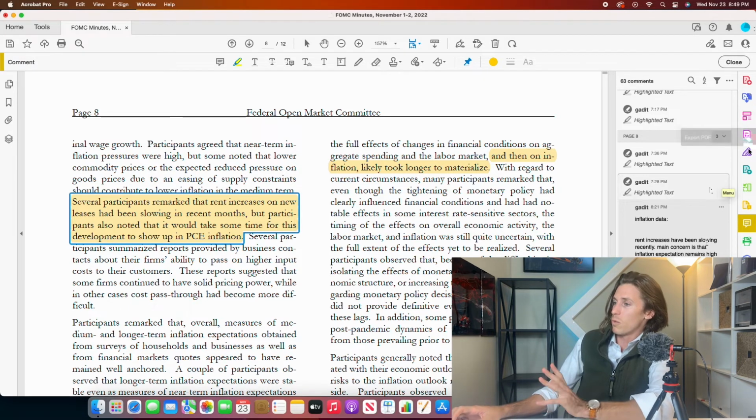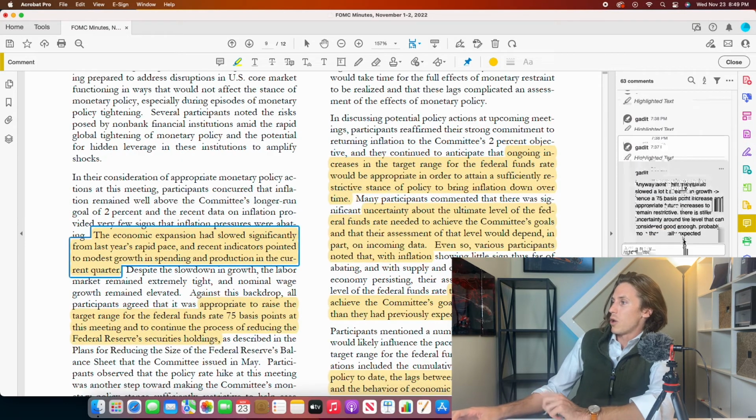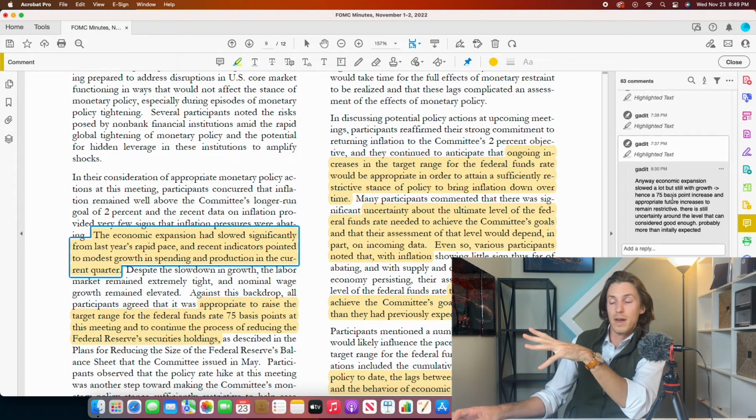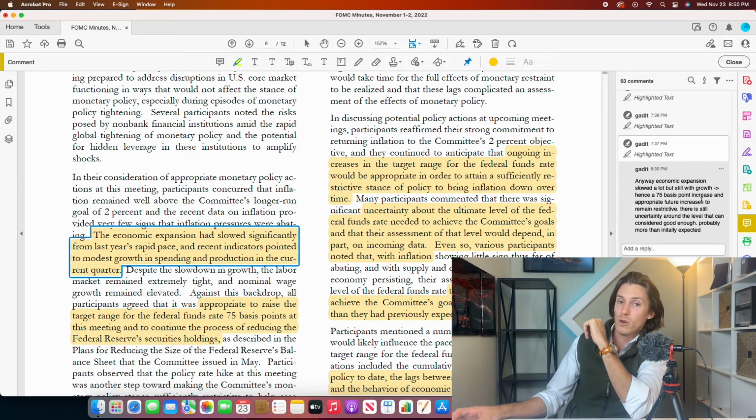Anyway, we're close towards the end. Economic expansion slowed down a lot, which is good. Hence a 75, but there's still a lot of growth, no matter the slowdown. So a 75 basis point increase is still understandable, as well as future increases in interest rates. The question is by how much.